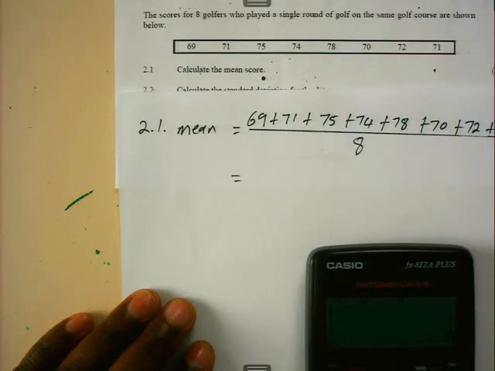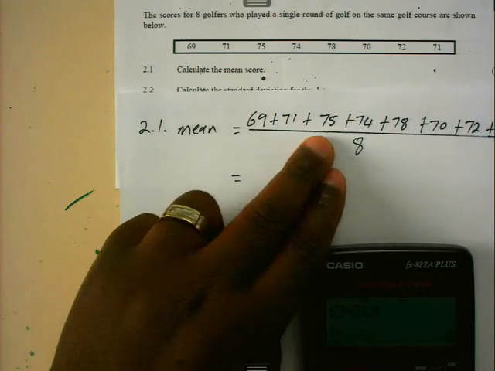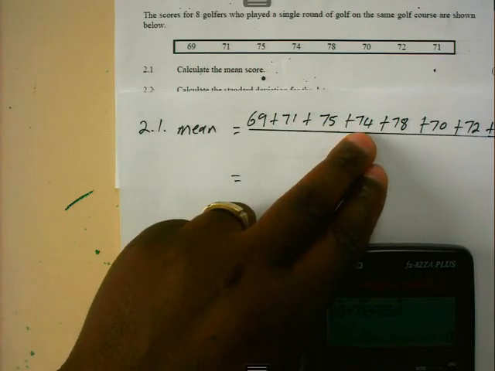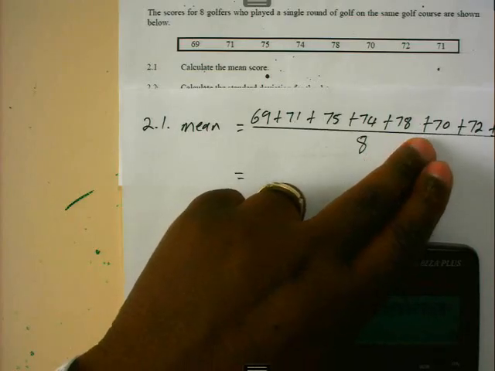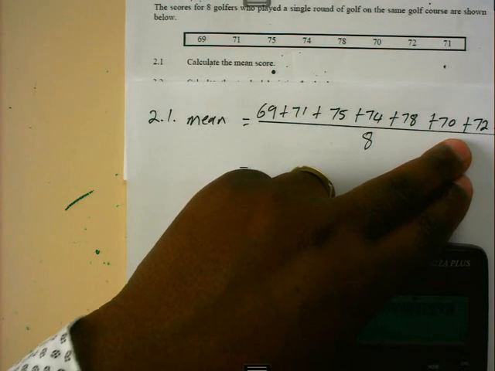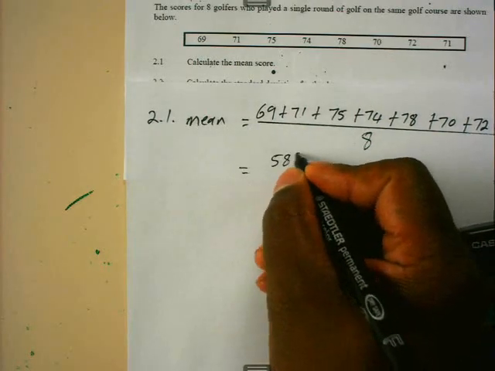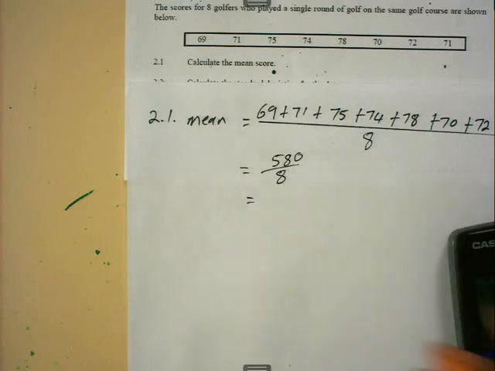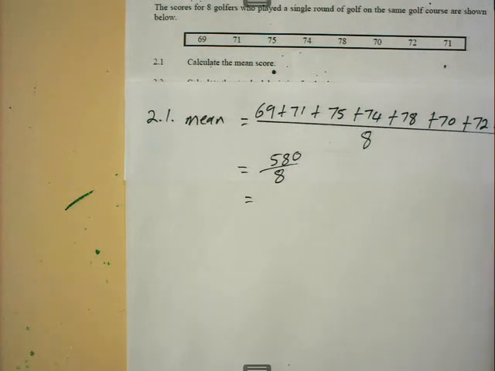69 plus 71 plus 75 plus 74 plus 78 plus 70 plus 72 plus 71. So all in all, they give us 580. We've got 580, we divide by 8. Let's divide 580 by 8, and then you've got 72.5.